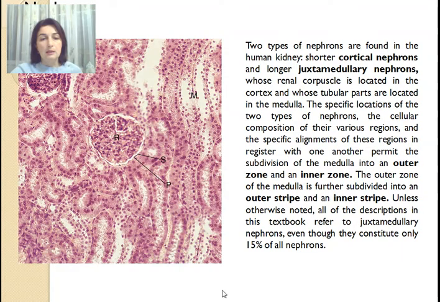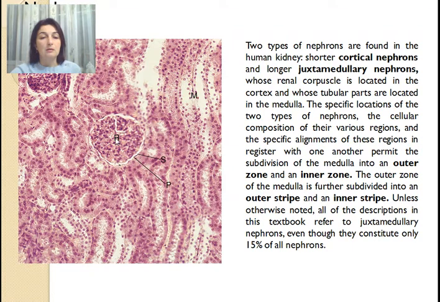Now here we are looking at the slide of the kidney at the cortex, and here we are looking at one renal corpuscle in the cross section.